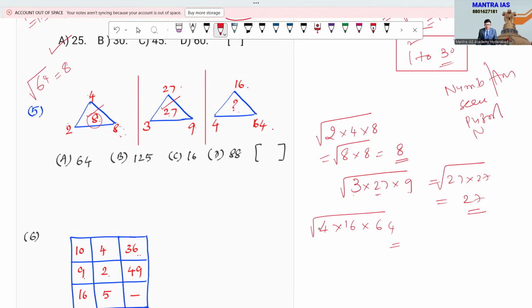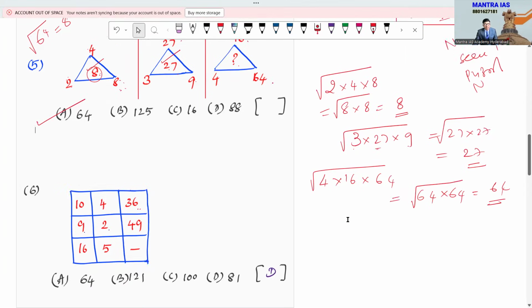16 fours are 64. So please, you have to know the tables also, my friends. Otherwise you are going to waste much time in the examination hall. If possible, know a minimum of 20 tables. I don't tell you exactly how much, because you have to work for yourself. The time saving is in your hand only. Root of 64 into 64 comes out as 64, so the answer is exactly A. This is a way of doing it.